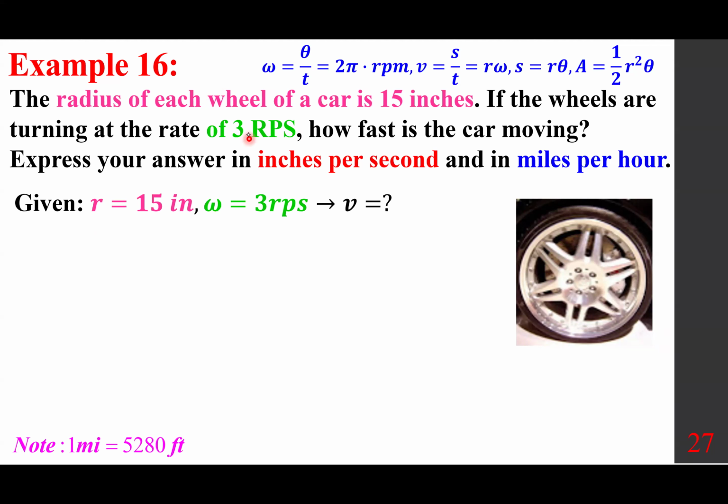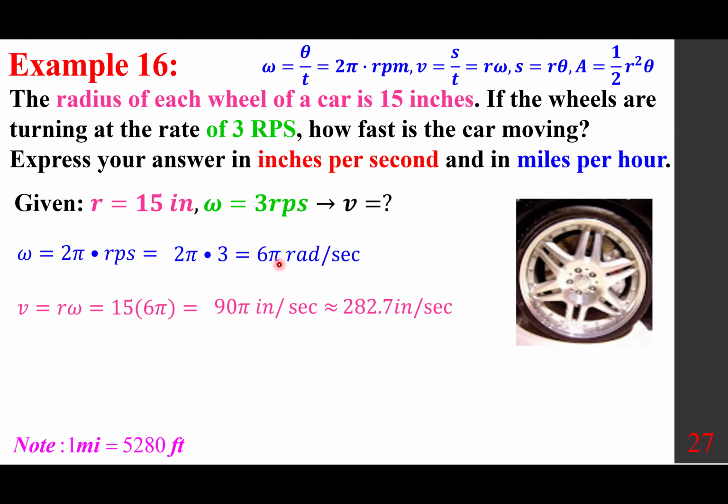So first, change the omega from revolutions to radians. So you have to multiply by 2 pi. And you get 6 pi radians per second, the same unit of time that was given. And now V equals R omega. We have R equals 15, omega equals 6 pi. We get 90 pi inches per second. And if you want to finish this job, roughly, however many decimals they ask you, 282.7 inches per second.